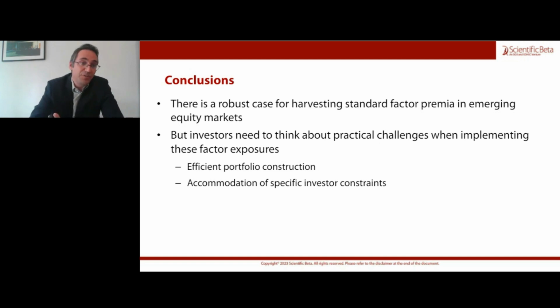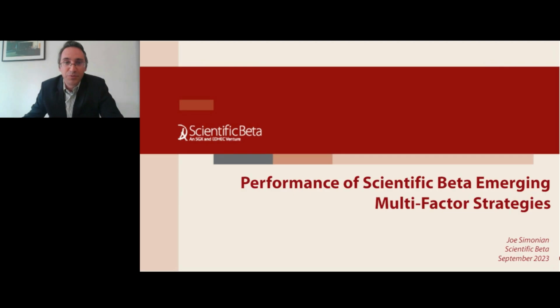But of course, investors need to think about practical challenges. So what I've talked about is just very stylized strategies. And so when you actually implement these exposures, of course, you have to think about doing that efficiently. What's the right portfolio construction? And so this is something that is important for investors. And so that's what we'll turn to in the second part of the presentation.